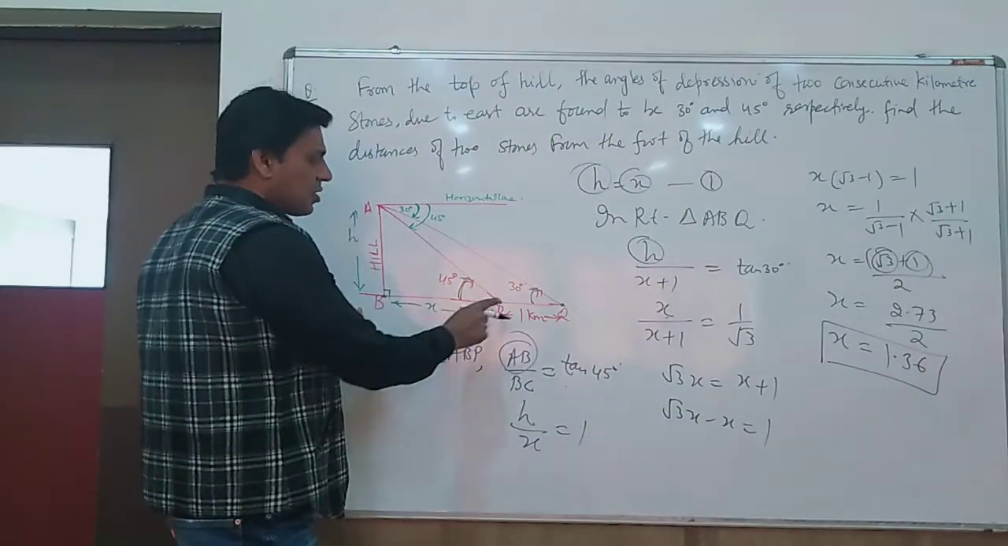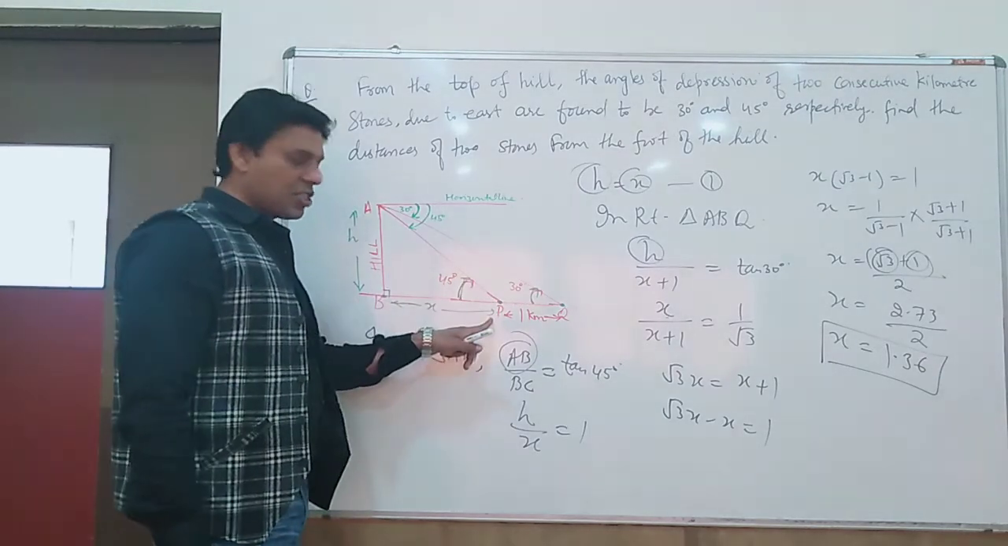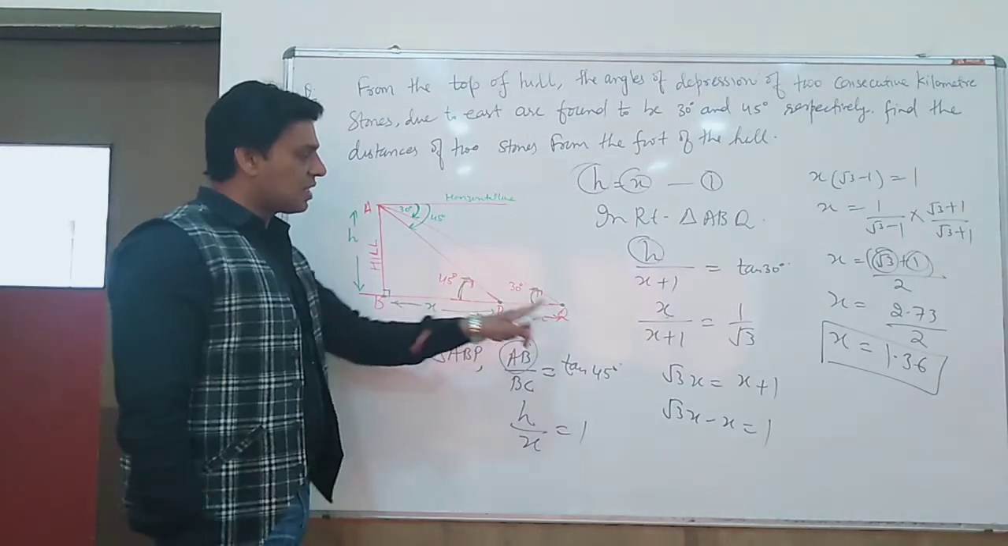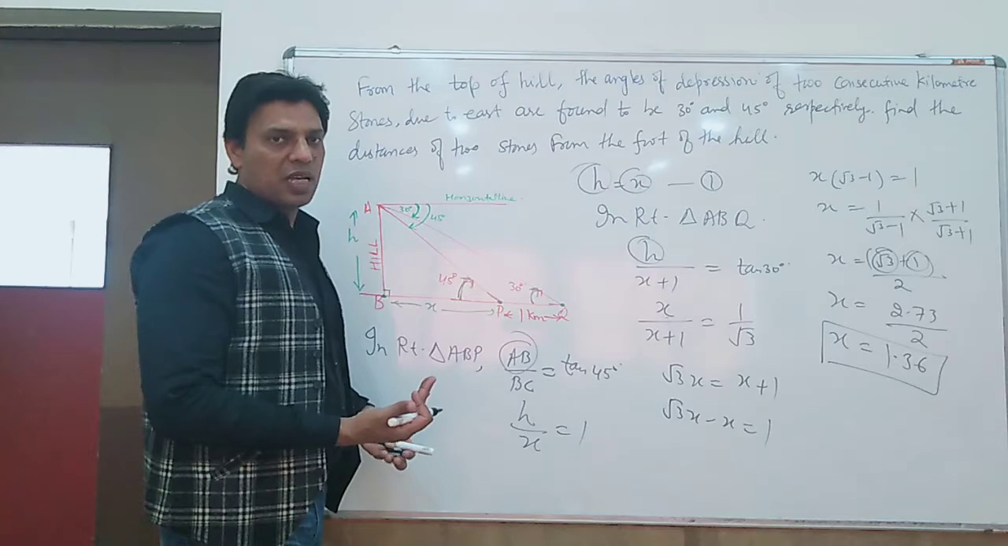So what is the distance of the first stone? 1.36 kilometers. And what is the distance of the second stone? Add 1 into it.